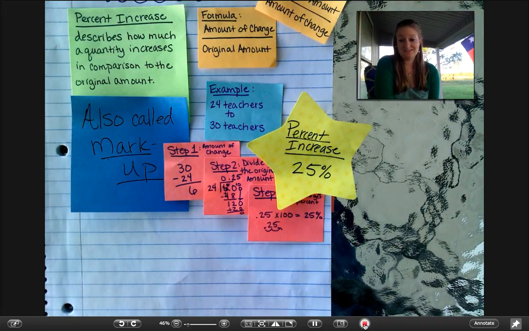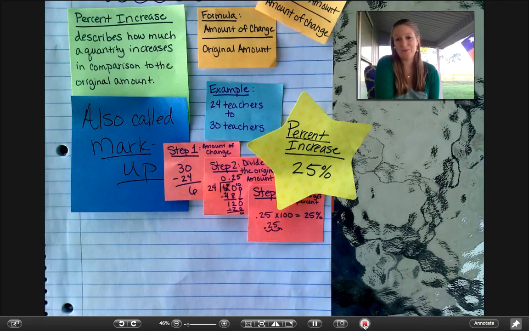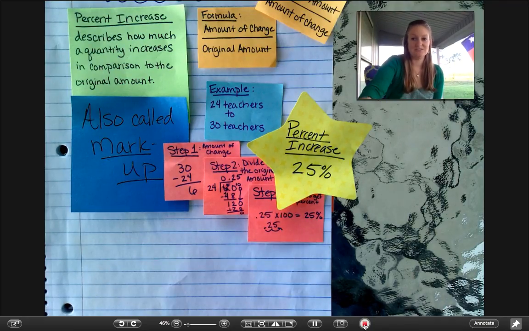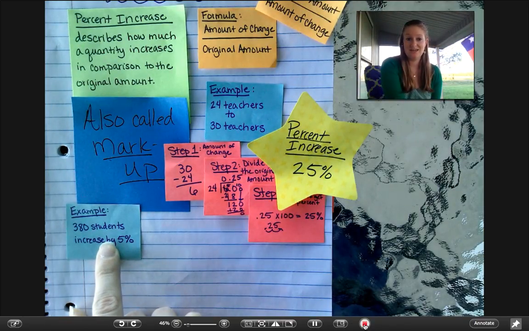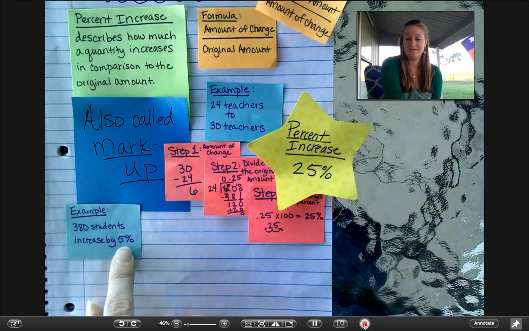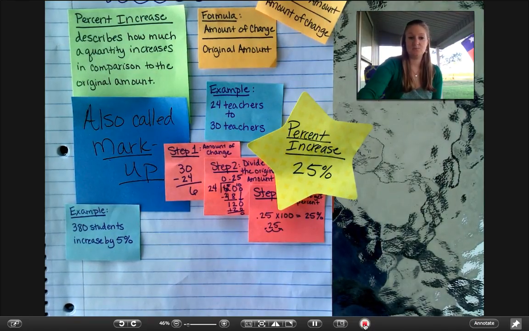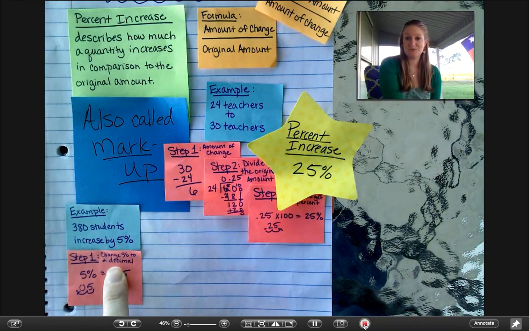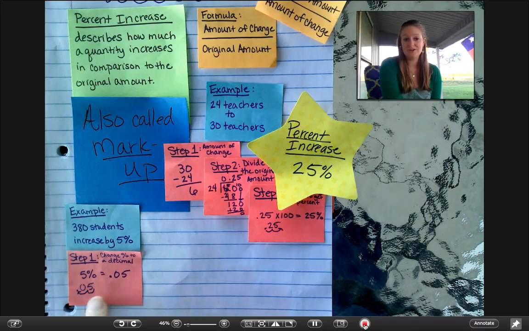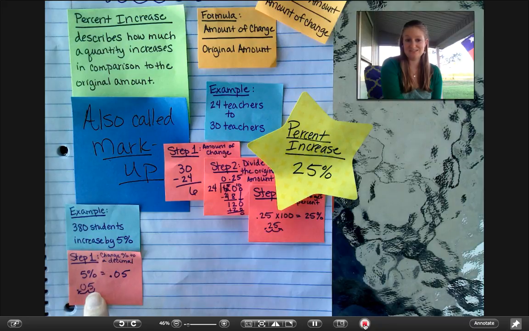There's another way you can see this. It's if they give you the original amount and they tell you how much it's increasing by. So here's another example. If we have 380 students and the population is increasing by 5%, what we're going to do is change our percent to a decimal. So 5% as a decimal is 0.05. You can either divide it by 100, or you can do that shortcut, which is to move the decimal over 2 places to the left.